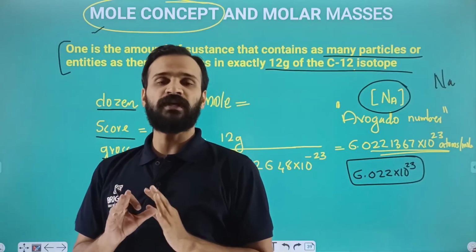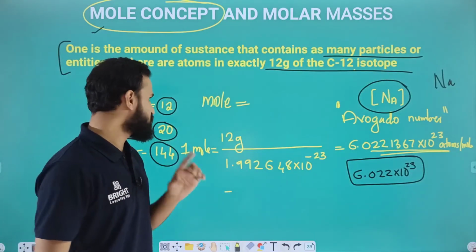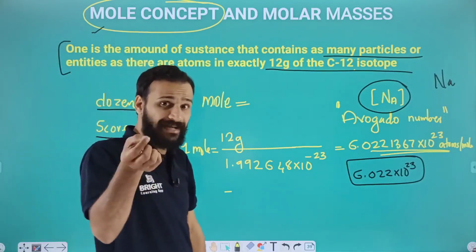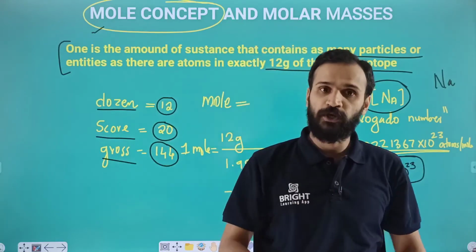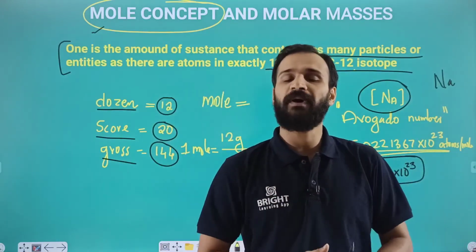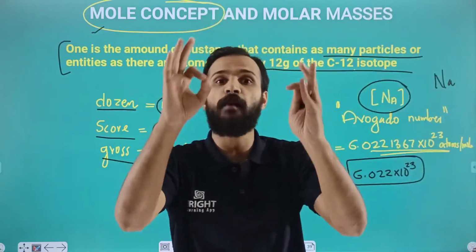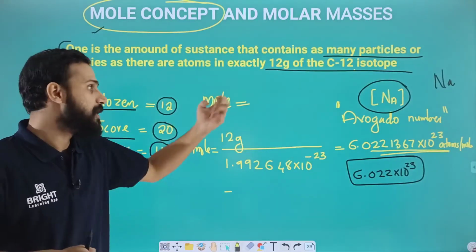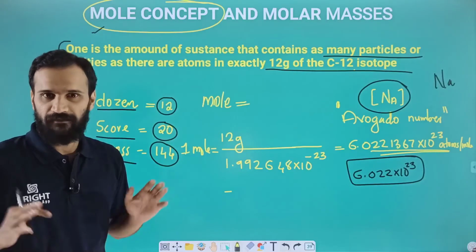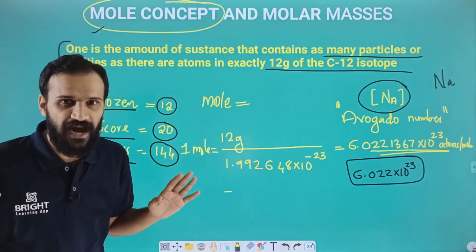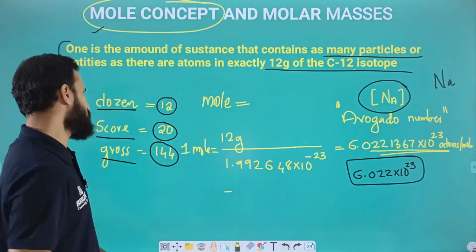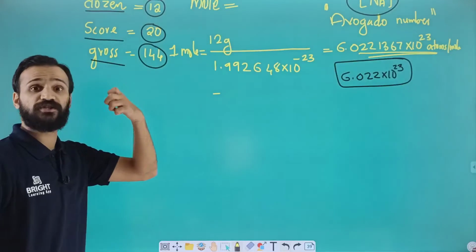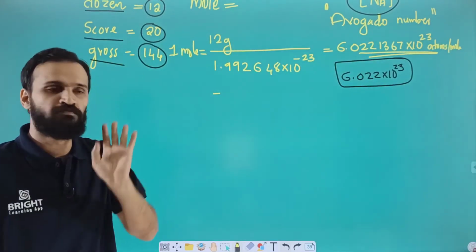One more thing we have to remember: the mole is used to represent the amount of particles like atoms, molecules, ions, subatomic particles, microscopic particles. For microscopic particles we usually use the unit mole. Is it clear, dear students? Is there any doubt? So now, after learning the base concept of mole, let me ask a simple question.